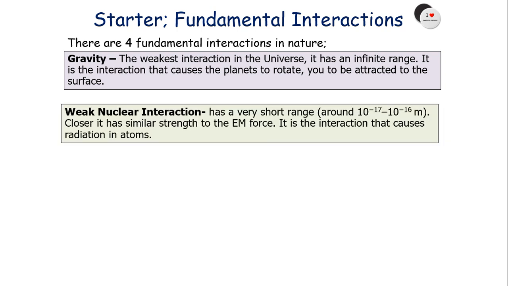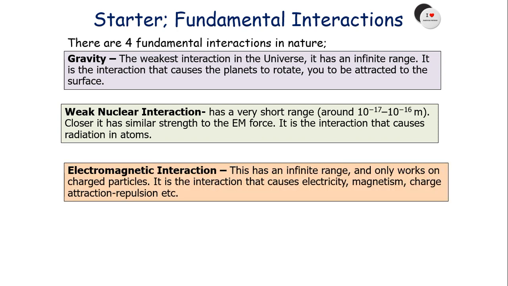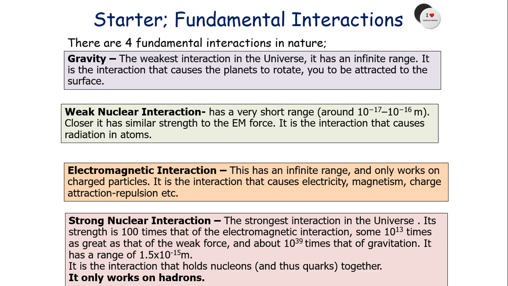We've got the weak nuclear interaction, which causes radiation in atoms. We've got the electromagnetic interaction, which has an infinite range but only works on charged particles, and it causes electricity, it causes magnetism, it causes attraction and repulsion. And finally, you've got the strong nuclear interaction, the strongest interaction in the universe, which is the interaction that holds nucleons together, and it only works on hadrons.